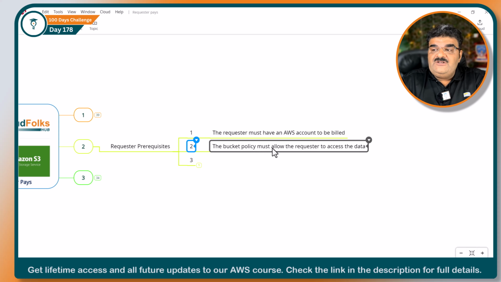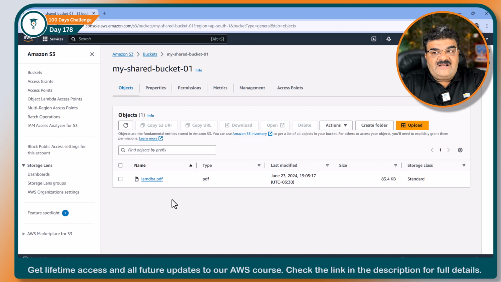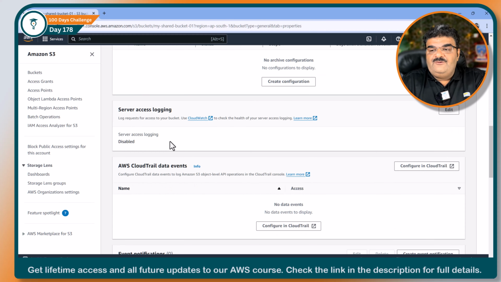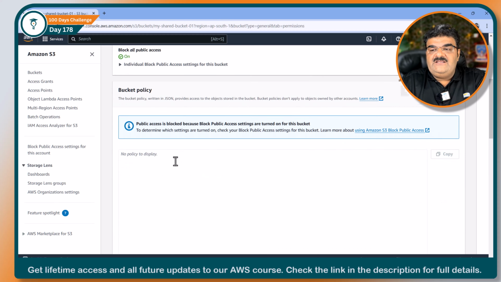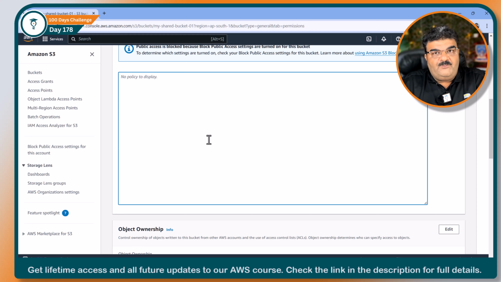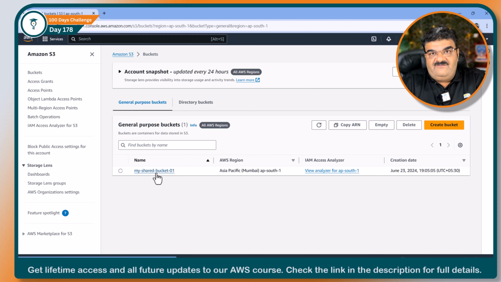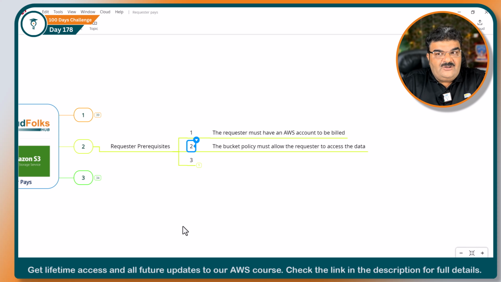Second, the bucket policy must allow the requester to access the data. If you look at this particular bucket right now and go to the bucket policy, you will find that we don't have any policy attached. That means this bucket is absolutely private. If it is private, then nobody can access it. So, in order to allow access to my requester pays bucket, I have to give access to others. And this is only possible using a bucket policy, or we can say an IAM policy.